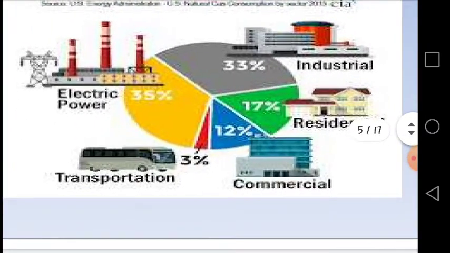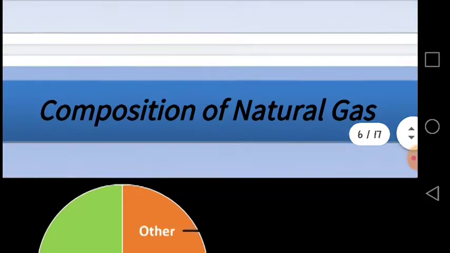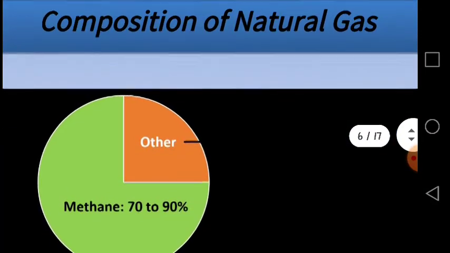Natural gas is consumed 33% in the industries, 35% generating power in the power stations, 17% in the residential areas, 12% for commercial purposes, and 3% in transportation. So these are the major uses of natural gas in the different segments of life. Now we are going to focus on the composition of natural gas.